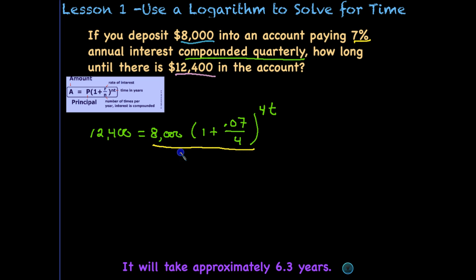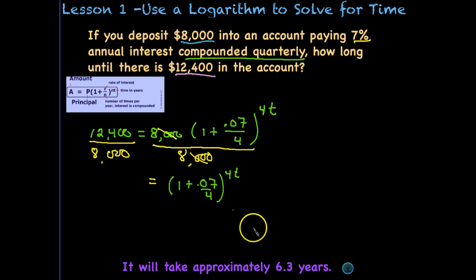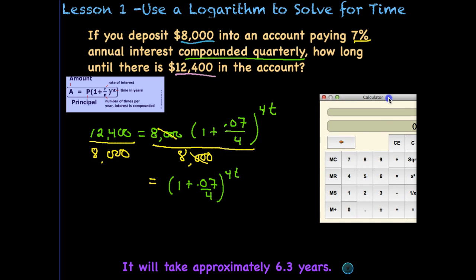Okay, so we should have divided both sides by 8,000. 8,000 divided by 8,000 is 1, or that's gone. So then our right side, we are left with 1 plus 0.07 divided by 4 raised to the 4 times t power. If I take 12,400 divided by 8,000, let's see what I get. 1.55.